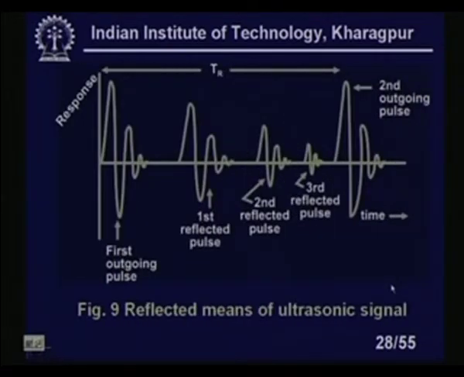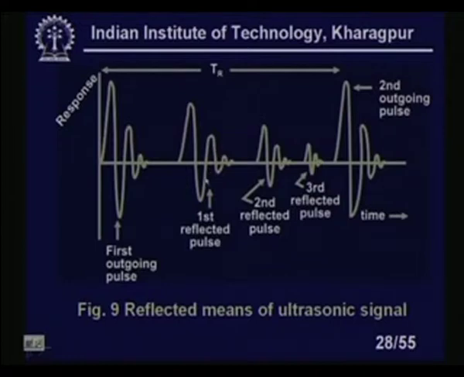Now, you see the reflected means of ultrasonic signals. This is very nicely shown. The first outgoing pulse will look like this, obviously, because a part of the signal will be transmitted through the medium, to the junction, and will go to medium 2. So, this is the first reflected wave, then the second reflected wave, then the third reflected, all of different magnitude. We will first take this one and will not send any signals until all the reflected signals have died out.